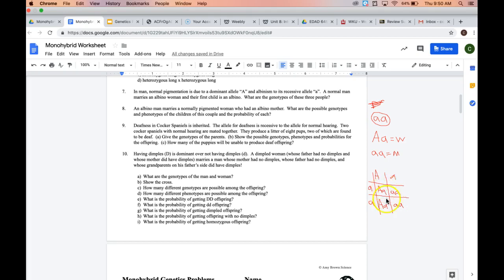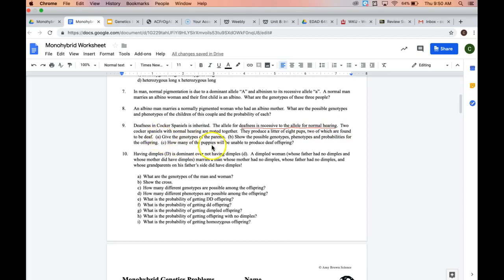So you're going to have 50% heterozygous, so they will be normal, and 50% homozygous recessive, so they will be albino. And there's that. Okay. Number 9. Deafness in a Cocker Spaniel is inherited. The allele for deafness is recessive to normal hearing. Two Cocker Spaniels with normal hearing are mated together. They produce a litter of 8 pups, 2 of which are found to be deaf.